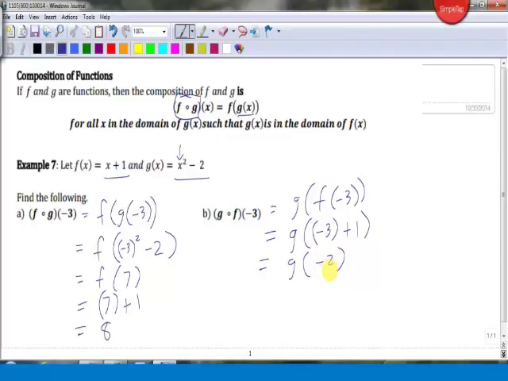Negative 2 continues on down the line, gets to the G station now. G does what it does. It squares the negative 2, and then it subtracts 2. And 4 minus 2 is 2. So a different final answer. So evidently, for these two particular functions, the order in which the composition is done turns out to be important. It makes a difference. Change the order, and it has the distinct possibility, certainly in the case of negative 3, of changing the final result.